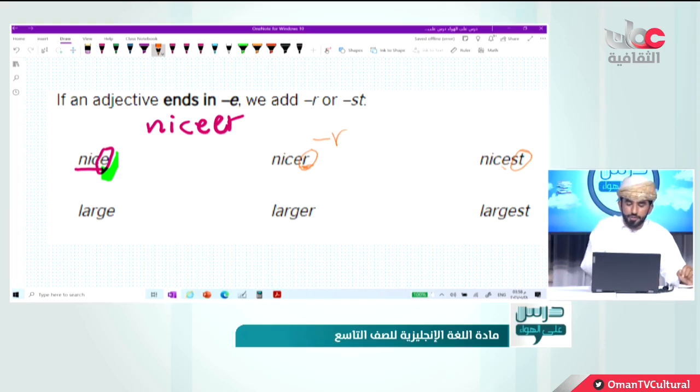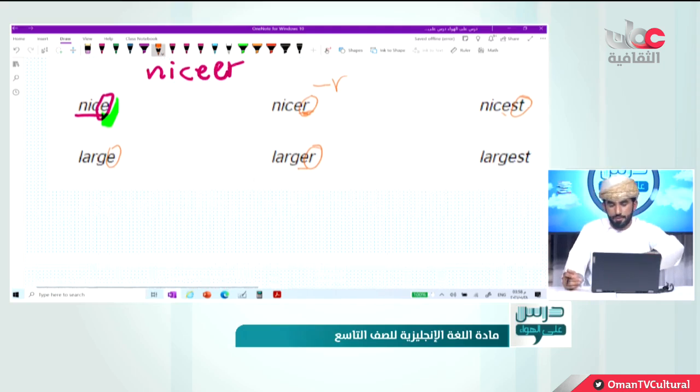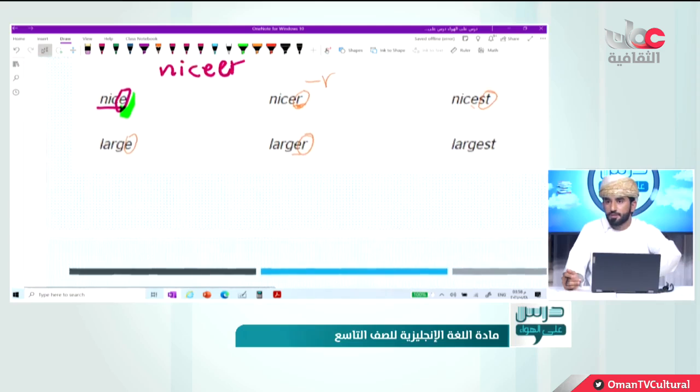We cannot repeat the E again. Similar to the word large, you've got larger and then largest. Large, the E is a part of the adjective and it is only one syllable. And then we add only R because the E is already there in the adjective, and ST because the E is already there in the adjective. So, in general, briefly, we don't repeat. Very nice. Have you got it? Very good.